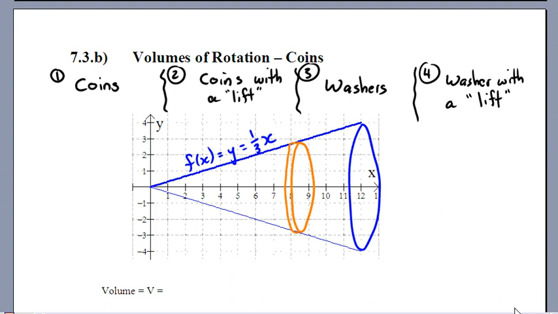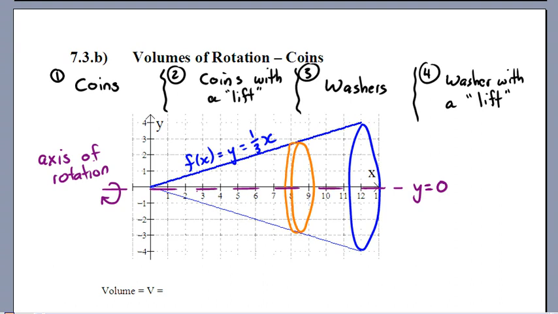So again, there's this axis of rotation, and this particular axis of rotation is actually nothing but the x-axis. That's what a simple coin always looks like. We're just going to spin it around the x-axis. So this is our axis of rotation. Yes, it's the x-axis. It's also, if you think about it, just y equals 0. Right? That's the equation for the x-axis.